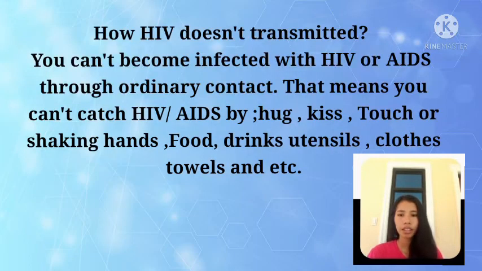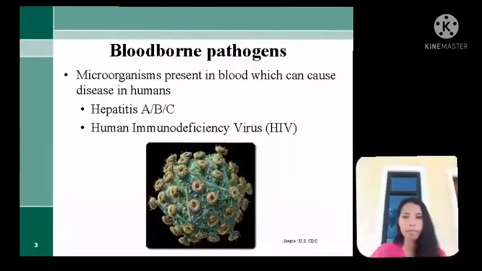How is HIV not transmitted? You cannot become infected with HIV or AIDS through ordinary contact. That means you cannot catch HIV or AIDS by hugging, kissing, touching, shaking hands, food, drinks, utensils, clothes, towels, etc. Bloodborne pathogens are microorganisms present in blood which can cause disease in humans. There are many different kinds of bloodborne pathogens, but the most notable are hepatitis B, C, and HIV.